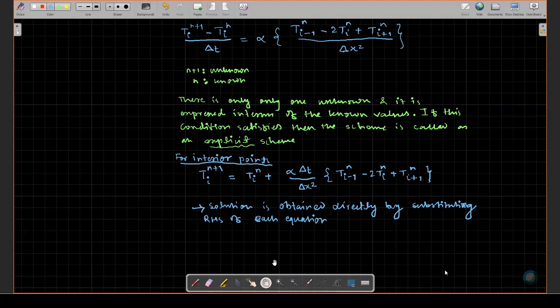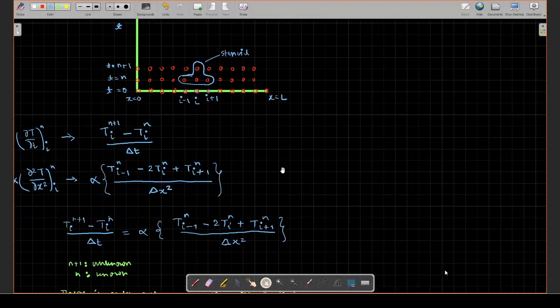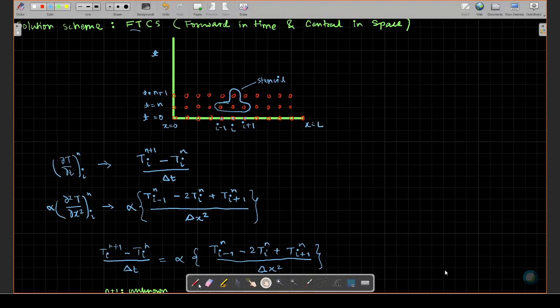So to repeat again, interior points means points like this. These are the interior points. This one is an interior point, this is an interior point, and this one, this one, this one. But not this one, because that is your boundary point. These are your boundary points. So you don't solve that equation here, because here you already have the boundary condition given.